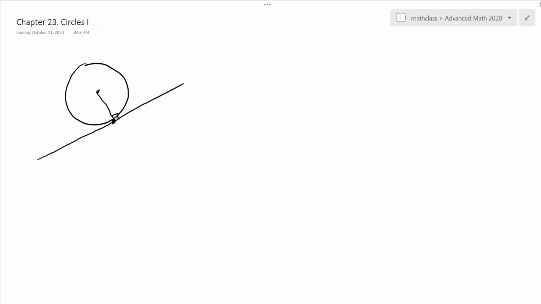Because they're in equal position, both sides should be equal, right? Otherwise, it's not going to be a tangent line. So this angle must be 90 degrees. That's the first important property we keep in mind.